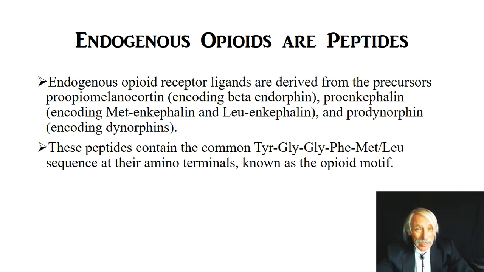So there are three classes of endogenous opioids, right? Those are all peptides, and they contain a common tyrosine, glycine, phenylalanine, and either met or leu, right? And that is where the actual binding is believed to occur. So that's known as the opioid motif, okay, on that peptide.